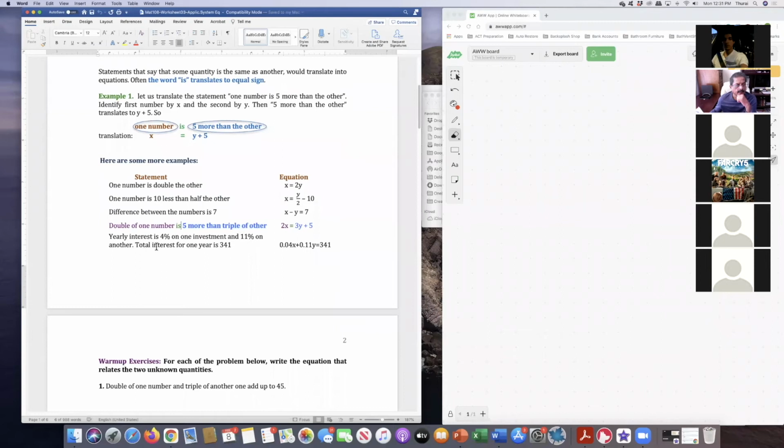Yearly interest is 4% on one investment, 11% on the other. Total interest is 341. That means you had to calculate 4% of the first investment, which is 0.04 times X, and 11% of the second investment, 0.11 Y. Sum of those will be the total interest, and that would be equal to 341. So 4% of first investment plus 11% of second investment equal to 341.